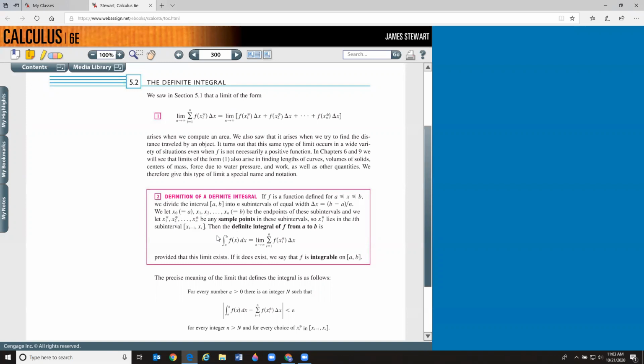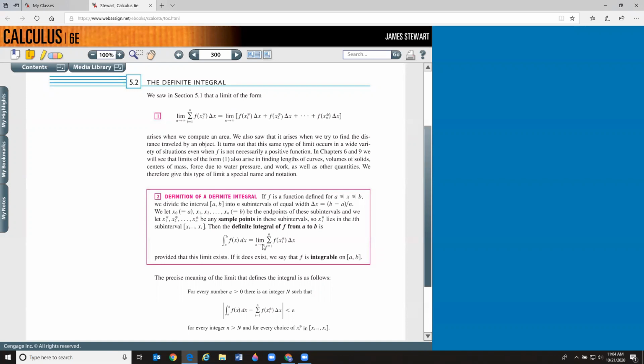Then they define the definite integral of f from a to b as being the limit as n approaches infinity of the summation from i equals 1 to n of f of x sub i star times delta x. And what they're basically doing with this multiplication is finding the area of each rectangle. They're adding up all those areas, and they're taking a limit as the number of rectangles approaches infinity.